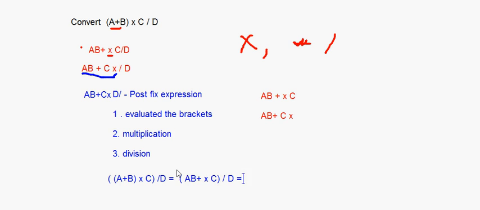So when you come to the next step, now you know that this is the bracket which is to be evaluated now, the first one. So you write AB plus C into, right? This bracket is evaluated, now only divided by D is left. So you write AB plus C into D divided by. The answer will be the same as what I have done above.